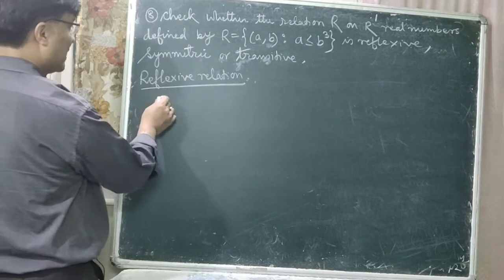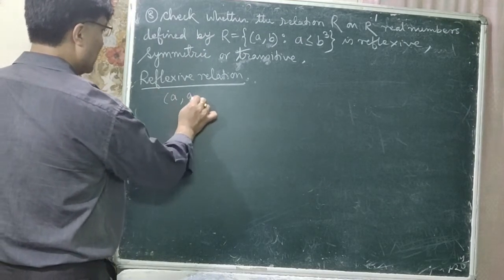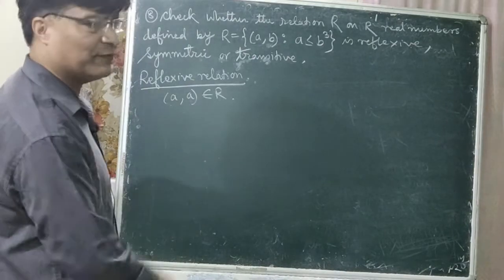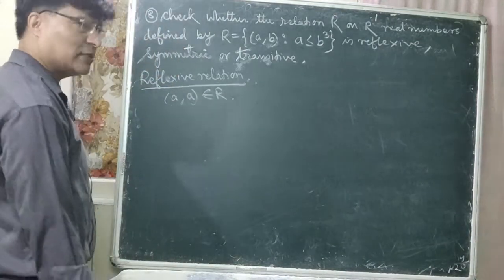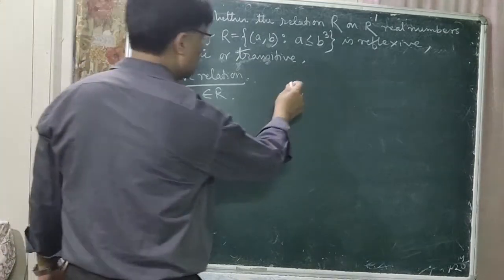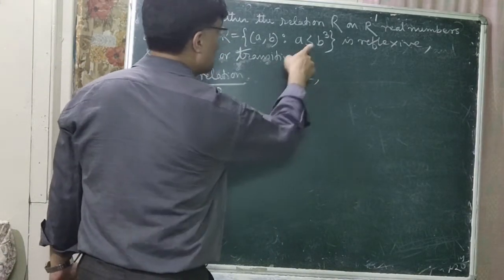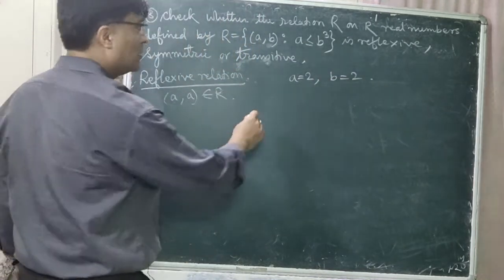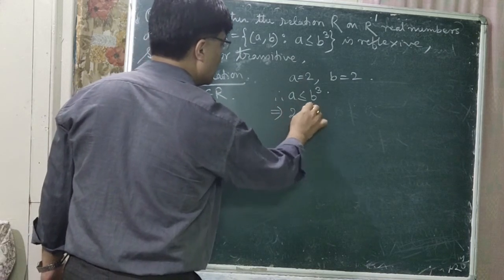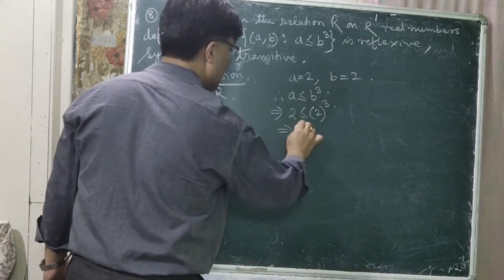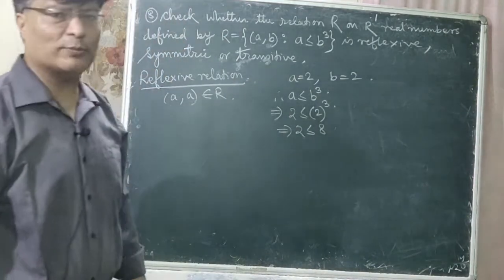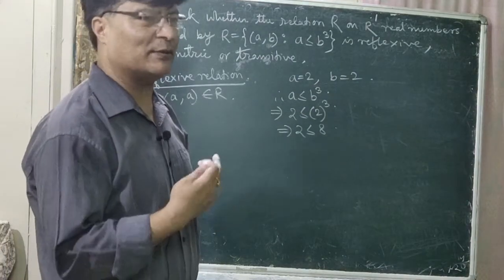So for reflexive relation, you know that (a, a) should belong to the relation R. Same numbers must be there. A is related to itself. Okay, so now let us check it. If you put a is equal to 2, b also must be 2, same, right? Then a less than or equal to b cube implies 2 less than or equal to 2 whole cube, which is 8. In whole numbers this shows true. For (2,2) it shows true, for (1,1) it also shows true, for (3,3) also true.